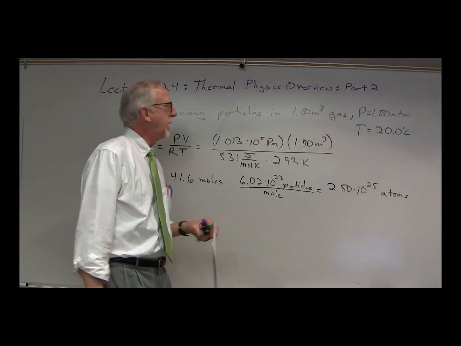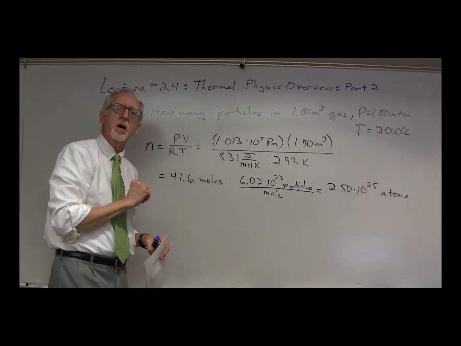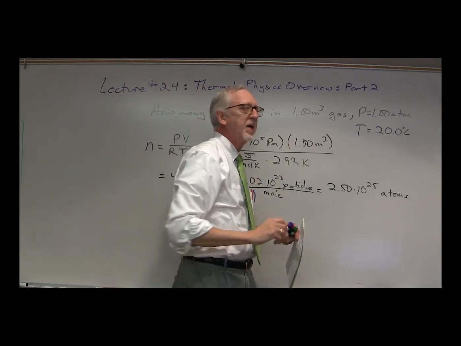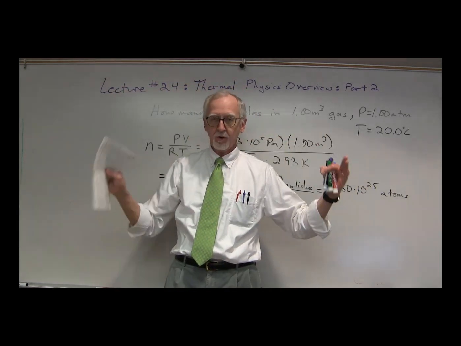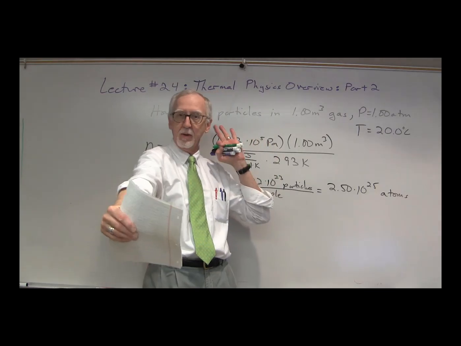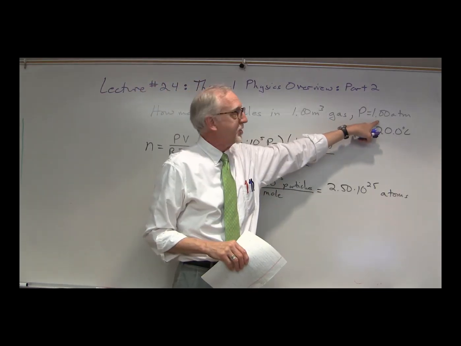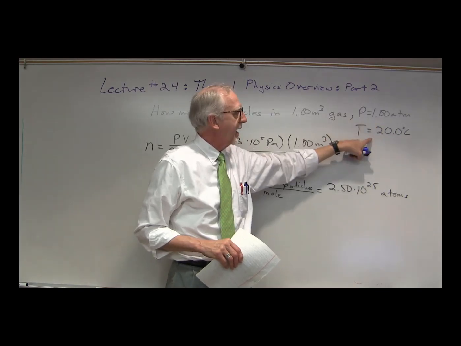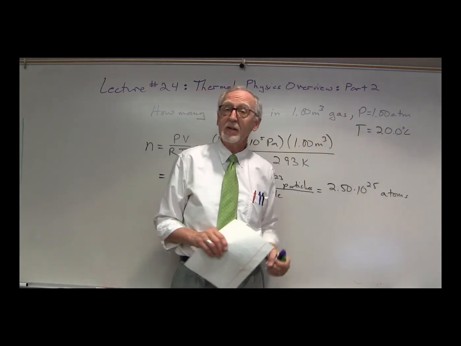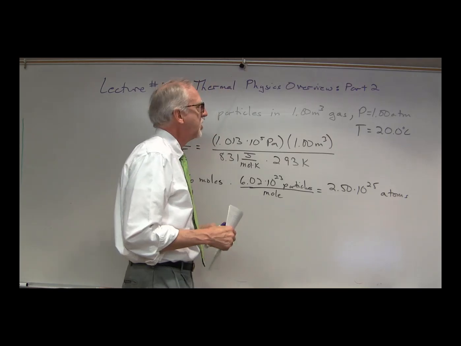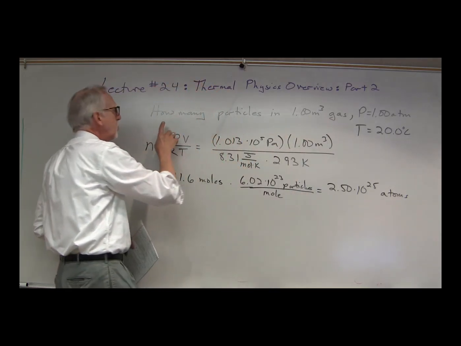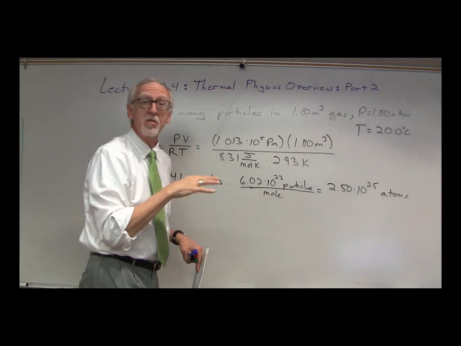Let's see if we can figure out how many particles are in 1 cubic meter of gas. So imagine we've got a cubic meter, 1 meter by 1 meter by 1 meter. We'll assume standard atmospheric pressure, 1 atmosphere, and room temperature, say 20 degrees Celsius. So what do we get? Well, let's figure out how many moles there are, and then we'll convert moles to particles.